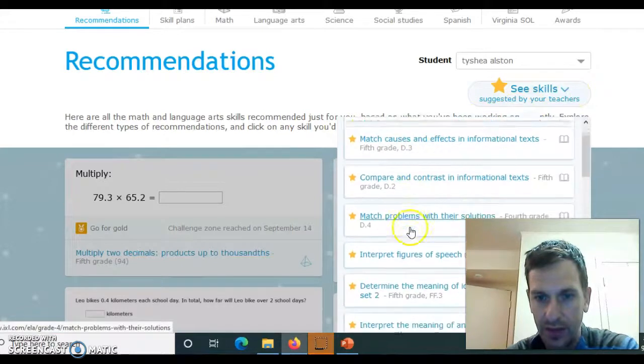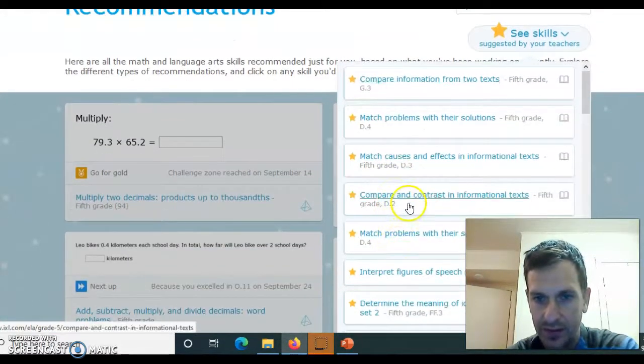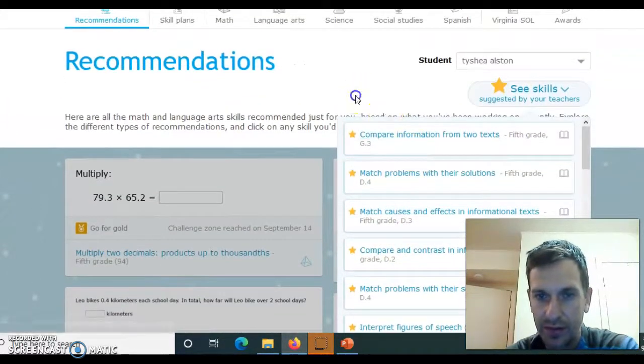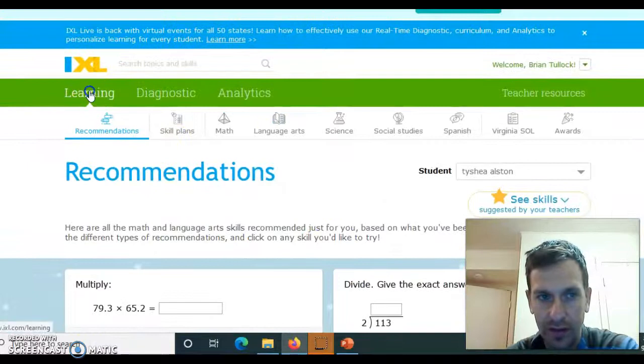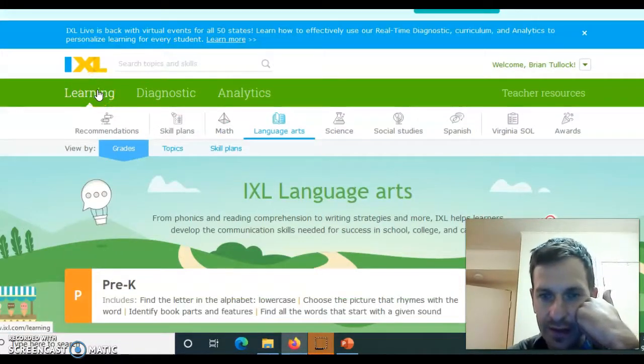So I put in 5 on top. Problems and solutions, compare and contrast. Cause and effect, compare information, problems. Alright, so this is what text structure is. So we're going to go through these. We're going to go back to this real quick, just so everybody is on the same page.